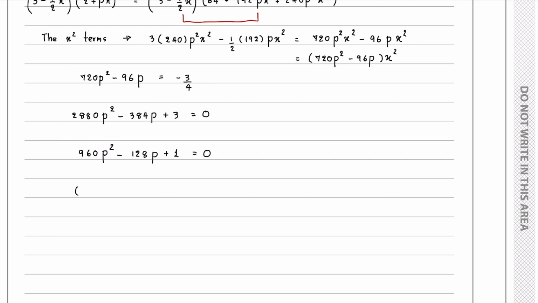Then we can factorize this into two brackets. The first one will be (120p minus 1) times (8p minus 1). So p will be 1 over 120 or 1 over 8. These are the two possible values of p.